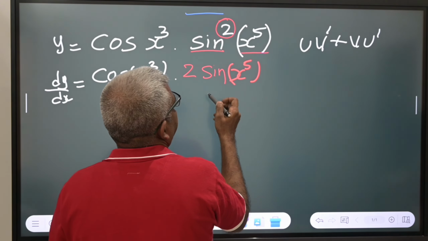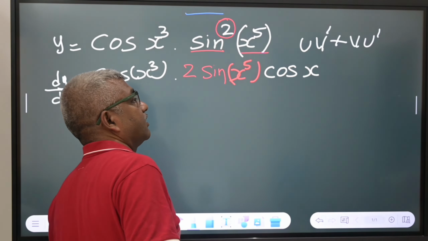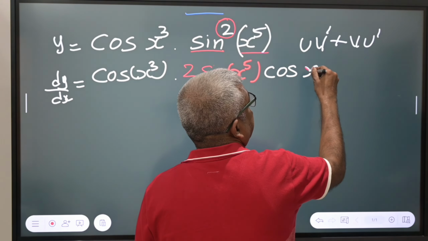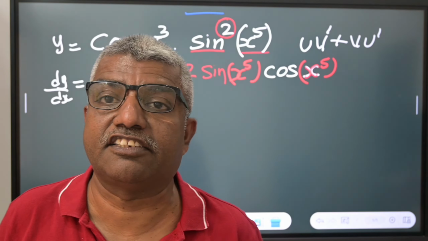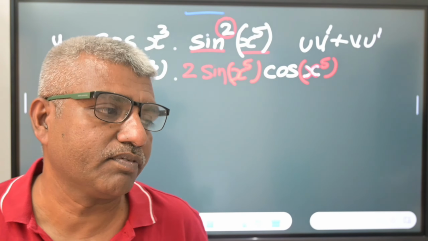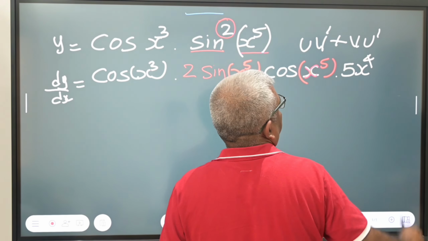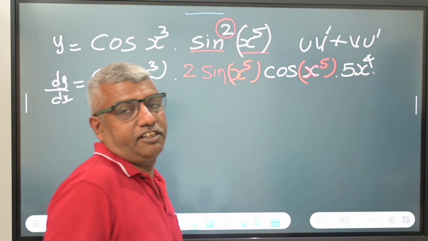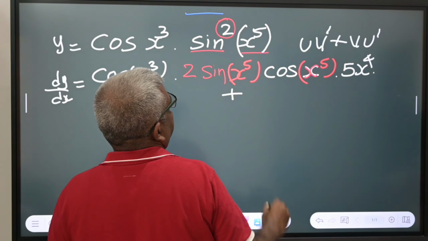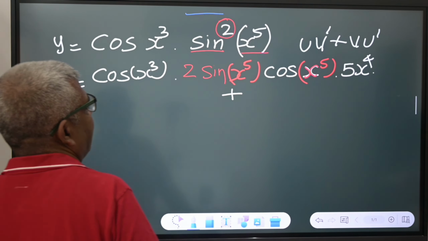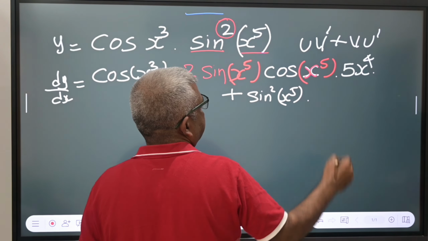Then sine, if you differentiate, most of them will put cos x. It is wrong. It is cos x power 5. We are not differentiating sin x, we are differentiating sin x power 5. Then x power 5 if you differentiate is 5x to the power of 4. Then x if you differentiate it is 1, because we are differentiating with respect to x. Then sin squared x power 5, keep as it is.